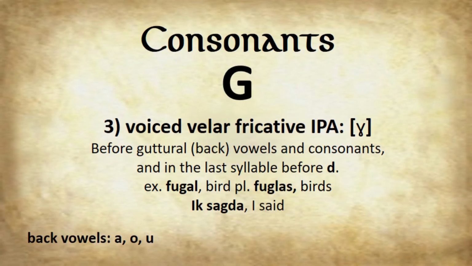Okay, let's move on. Number 3, G makes what is called a voiced velar fricative sound. This is a sound that's a little hard to make for English speakers because we don't have this sound in our language, and this sound appears before back vowels. Holthausen calls them guttural vowels, but he really means back vowels and consonants. As an aside, what are back vowels? Back vowels are A, O, U. And as well, this sound occurs in the last syllable before D. All right, so let us begin with some examples. Fugl, bird. Fuglas, birds. Ixagda, I said.